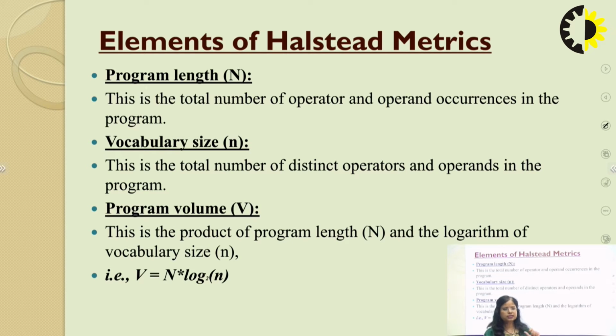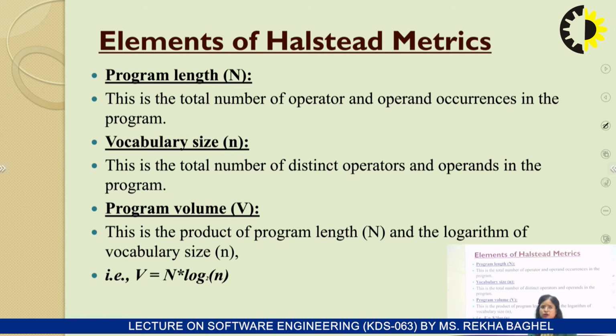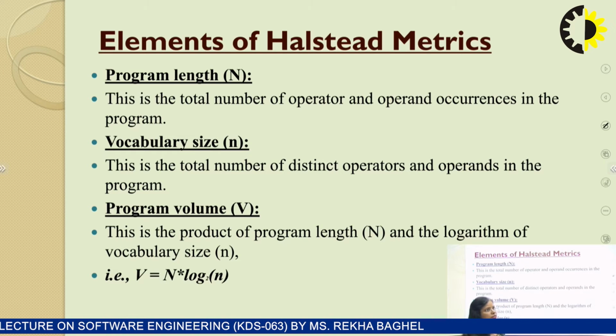So, I will discuss this Halstead software science matrix. You can take help from that, and you can calculate these elements from the code. So, I will discuss in detail. First, I will explain how we can calculate the program length, vocabulary size, program volume, difficulty level, and effort. The first thing is program length. Program length is the total number of operator and operand occurrences in the program.